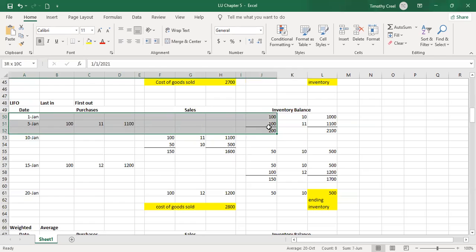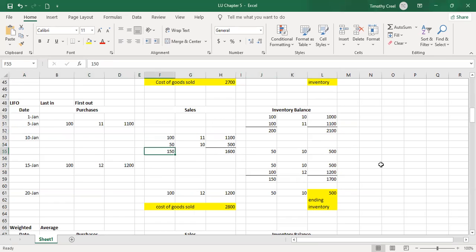Notice that, again, all the numbers we're using this time are the same ones we used in the first example. So notice everything starts off the same with beginning balance, with our January 5th purchase, everything is the same. Now, we make our first sale again on January 10th, and we sell 150 units. So under LIFO, what does that come out of?